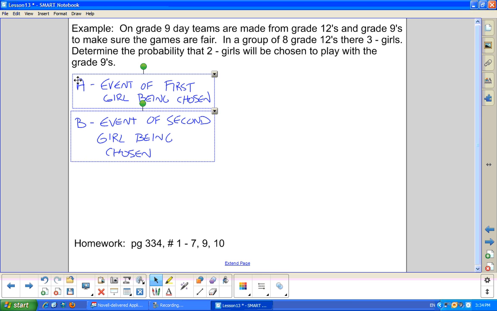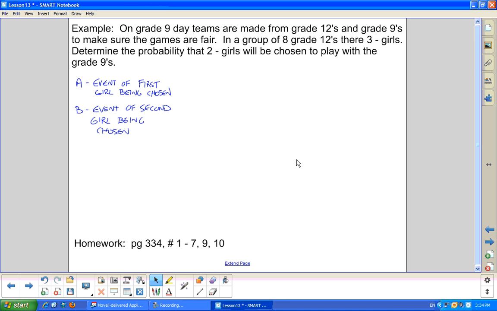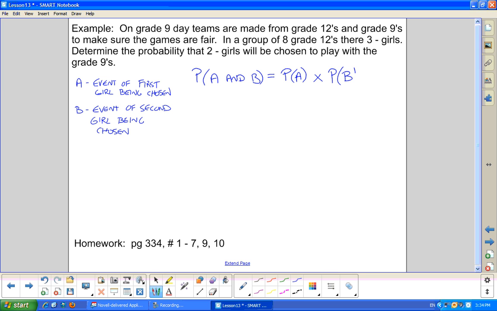Okay. So we need to clearly identify that for ourselves, and that's information I want to see on a test. If you're looking for full marks, you need to give me a breakdown as to what your event A and event B are. It saves you carrying through the information when you do the formula. So if we go with the formula from the previous page, A and B is equal to the probability of A multiplied by the probability of B given that A has occurred.